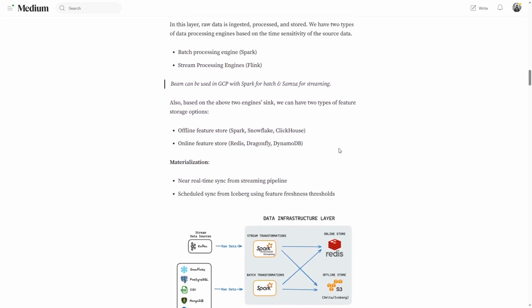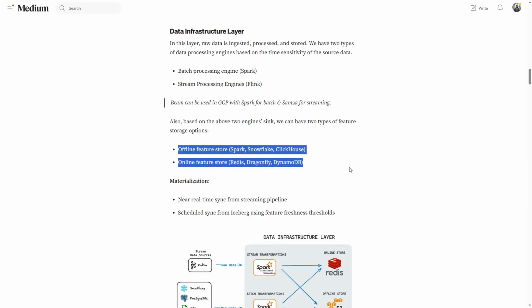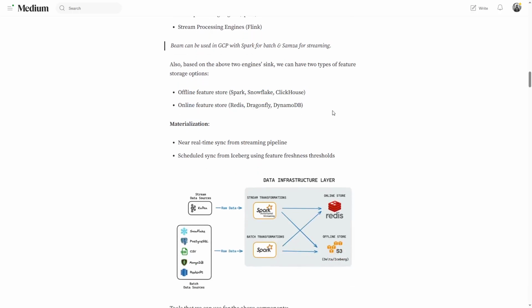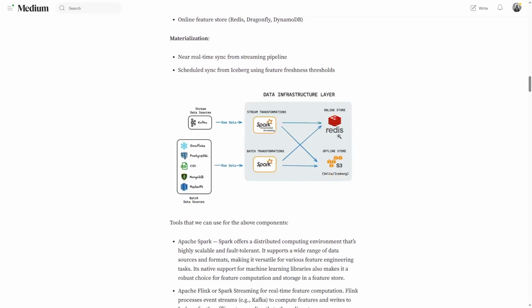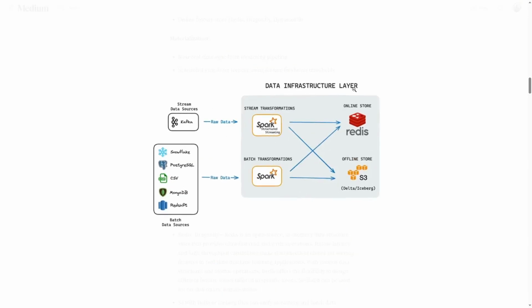Then we have the feature store. That was the engine part; then we have the storage part as well, where we store these things. We can store it in Snowflake or ClickHouse. We can store it in a Lakehouse system and then consume it from Spark or Presto. And for online feature stores, we have Redis, Dragonfly, DynamoDB, which have very low-latency serving capability. We can think of that as the feature stores layer. So this is one data infrastructure layer that we need.